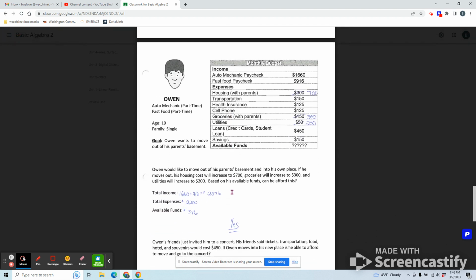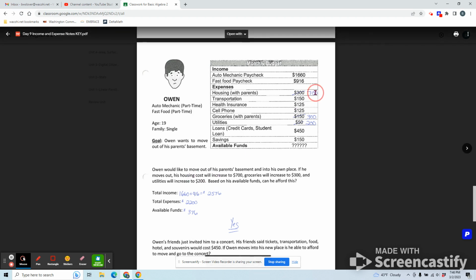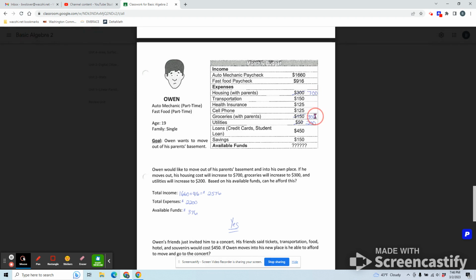Here's Owen. So Owen wants to move out of his parents' basement. He's currently an auto mechanic and works at a fast food place. If he moves out, his housing will increase to $700. His groceries will increase to $300, and his utilities will increase to $200. So right now, his parents are kind of getting him ready for life on his own. So they're charging him some rent and some groceries and utilities to help get him set up for paying bills each month.